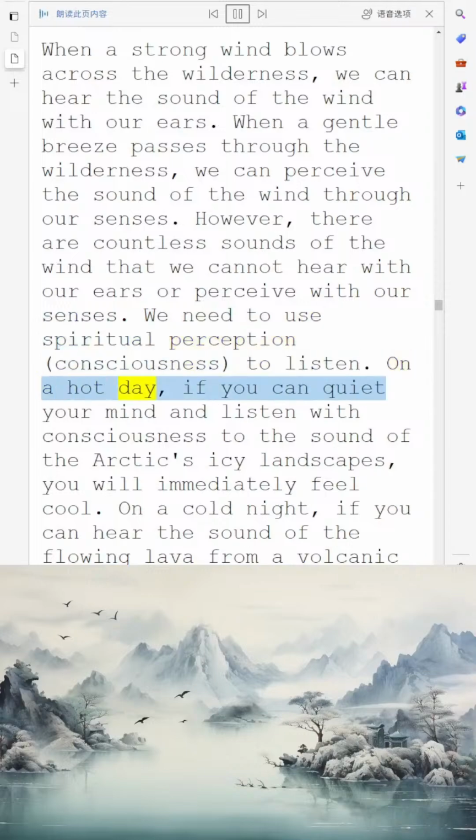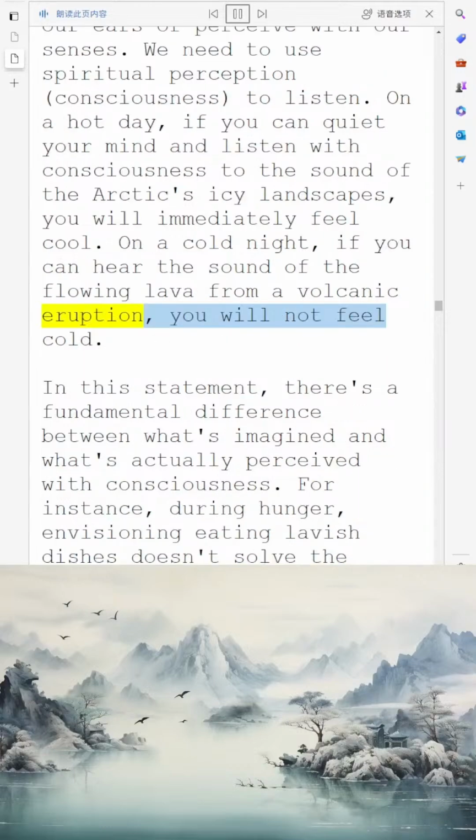On a hot day, if you can quiet your mind and listen with consciousness to the sound of the Arctic's icy landscapes, you will immediately feel cool. On a cold night, if you can hear the sound of the flowing lava from a volcanic eruption, you will not feel cold. In this statement, there's a fundamental difference between what's imagined and what's actually perceived with consciousness.